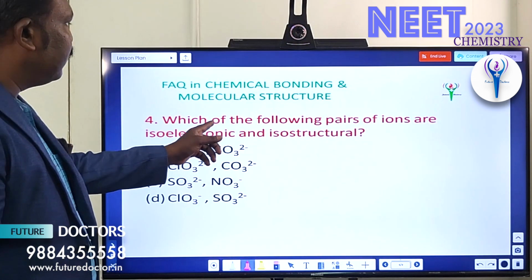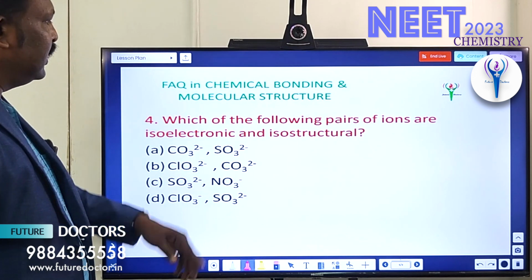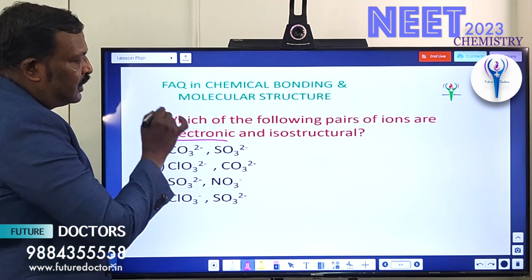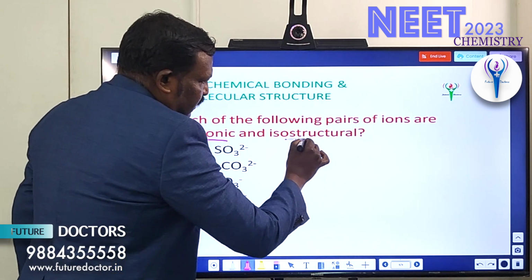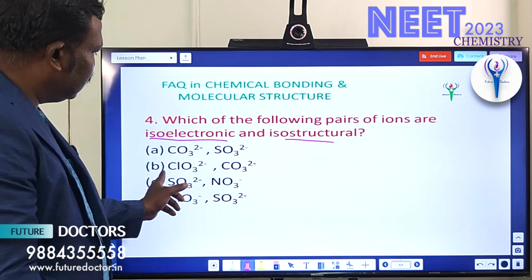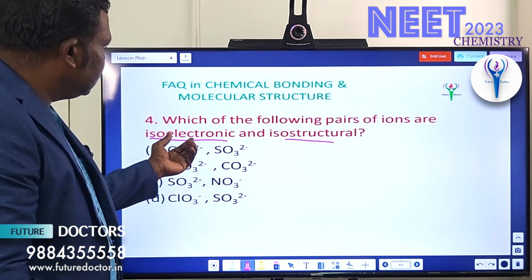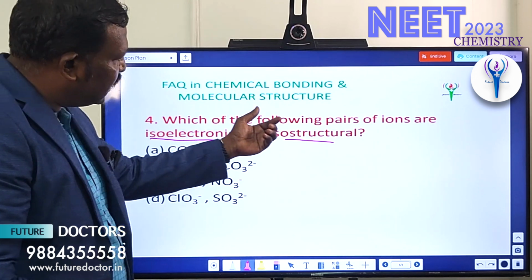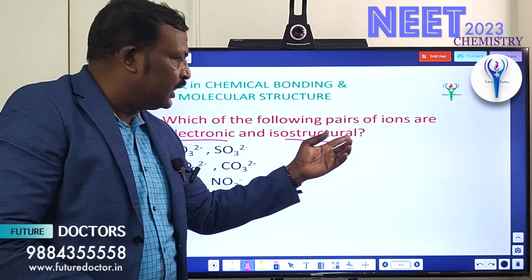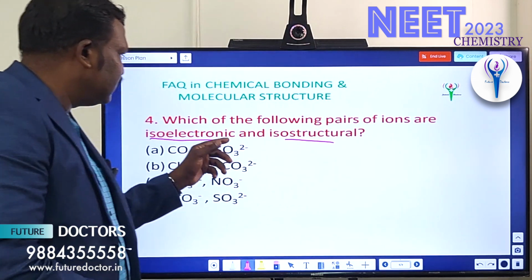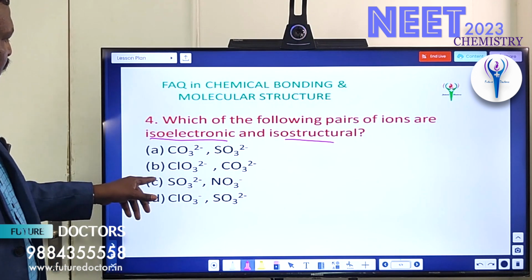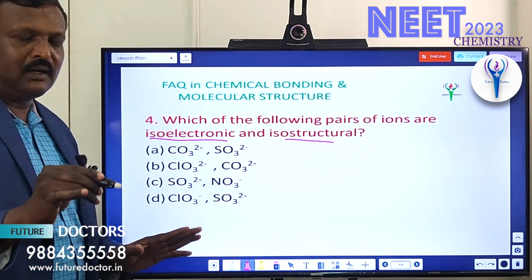Now you can see the next one. Which of the following pairs of ions are isoelectronic and isostructural? Isoelectronic means same number of electrons. Isostructural means same shape and all. Among the two species, which two have the same number of electrons and same shape? Same shape means we must know the hybridization. Somewhat difficult, but easy also, if you know the valence electrons and atomic number.